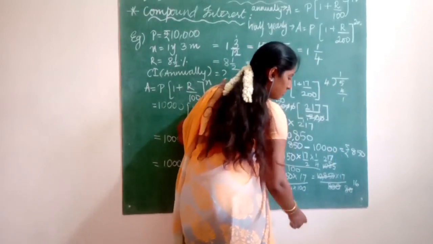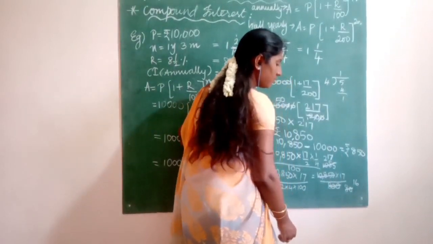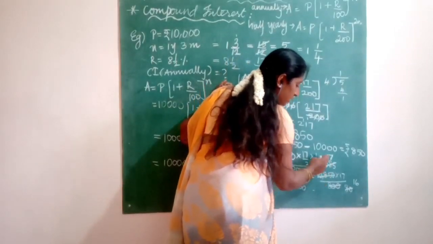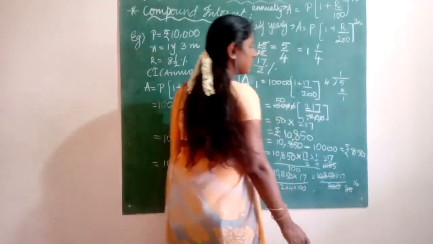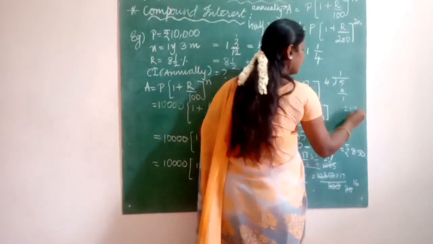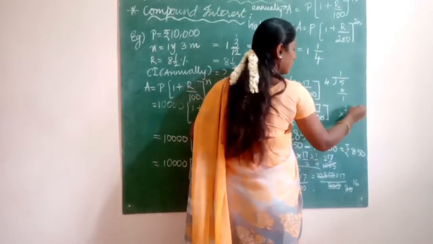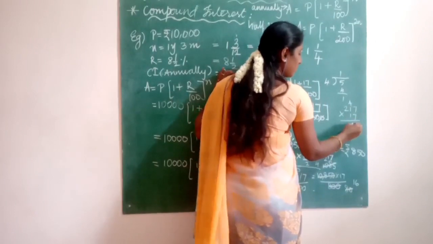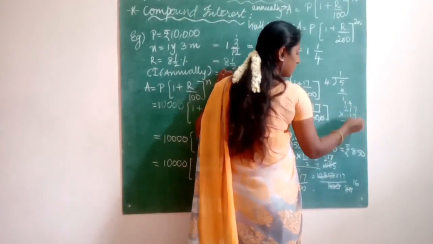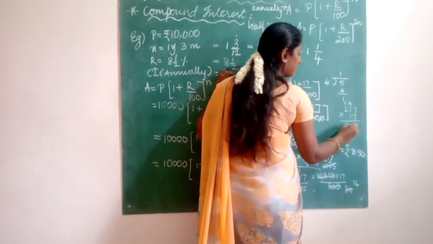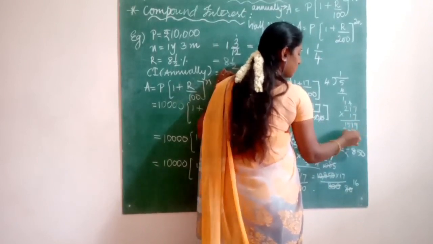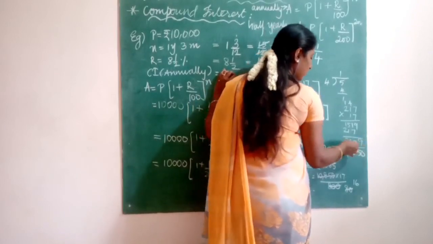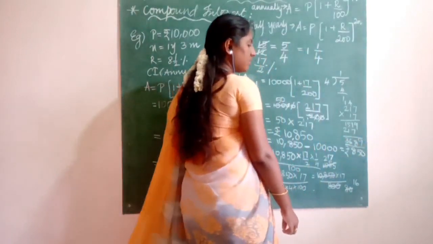So now can you cancel further? No. Okay, so look here. 217 into 17 divided by 16. So find out 217 into 17. How much is that? 7 sevens are 49. 7 ones are 7, 7 plus 4 is 11. 7 twos are 14, 14 plus 1 is 15. 1 seven is 7, 1 one is 1, 1 two is 2. So 3689, and this you have to divide by 16.